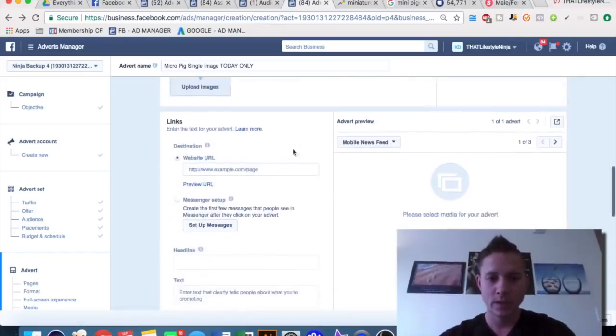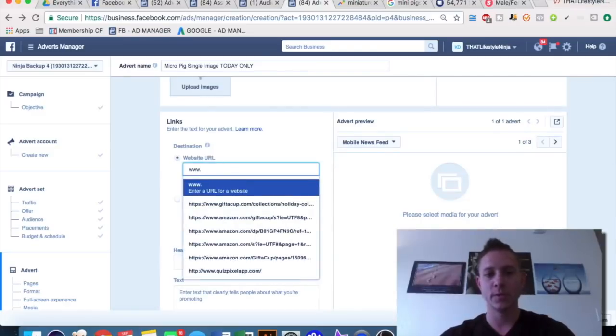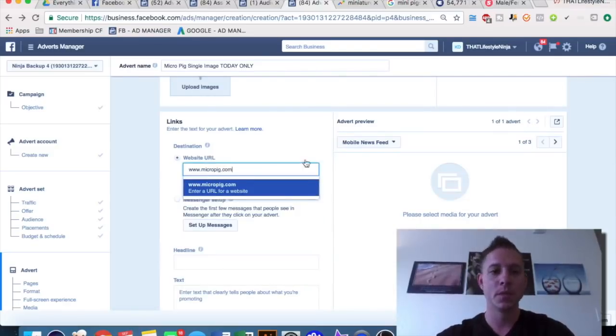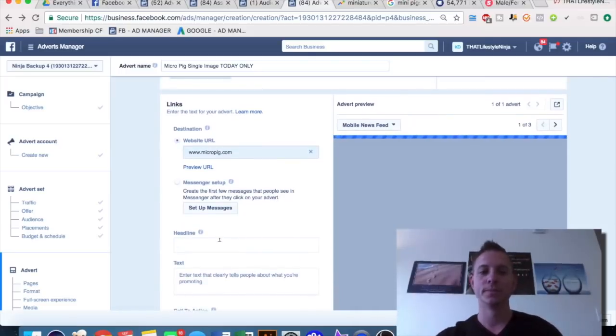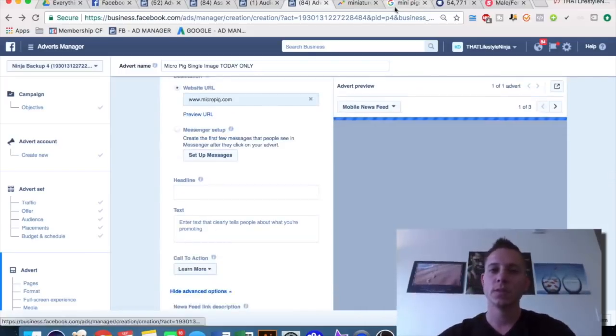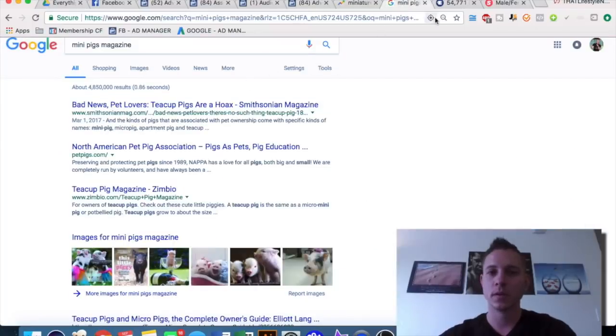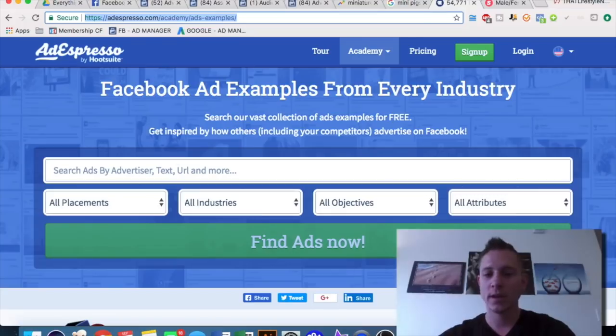So let's run through. We're just going to do www.micropig.com because we don't actually own this website. And then we're going to write a headline. So what's similar to a micro pig? Let's see if we can get anything.